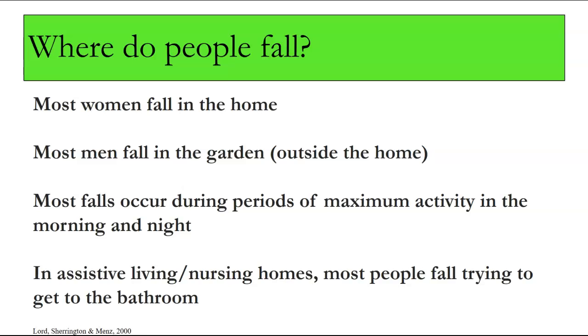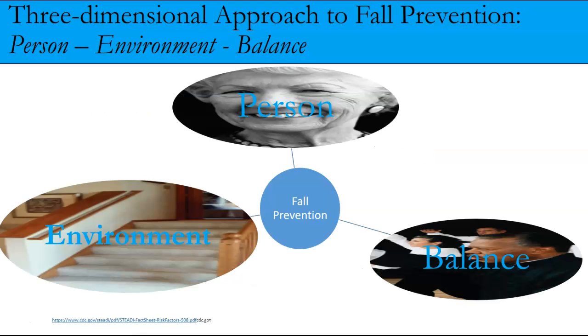Most falls occur during periods of maximum activity, as you would suspect. In assisted living and nursing homes, most people fall trying to get to the bathroom. Why is that? They're in a rush. A lot of nursing homes, as you've probably already seen, are quite short-staffed. They don't have the help that they need. You have to go, you have to go. You get up and go by yourself, even though maybe you shouldn't have, and you fall. The act of toileting itself is also very high risk in terms of clothes management, hygiene, all that.